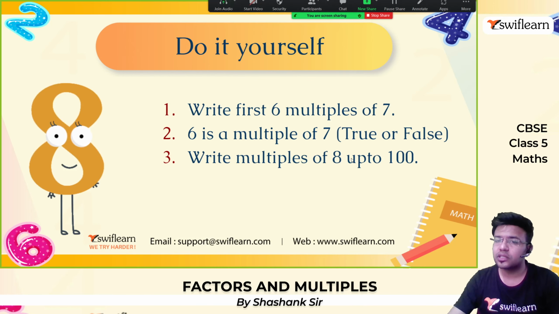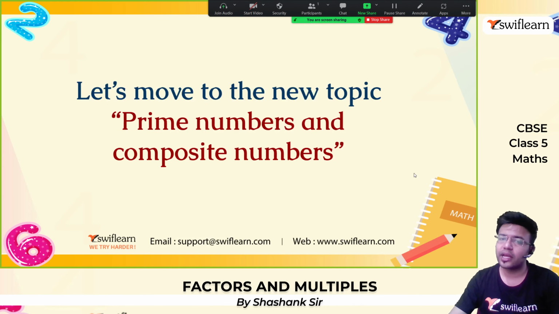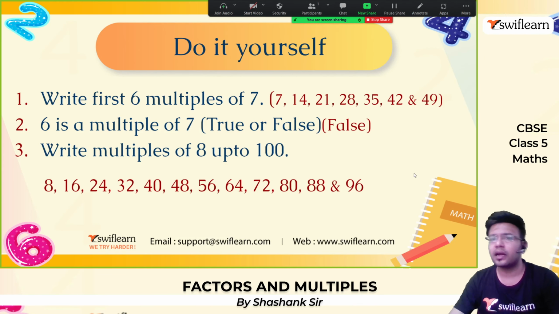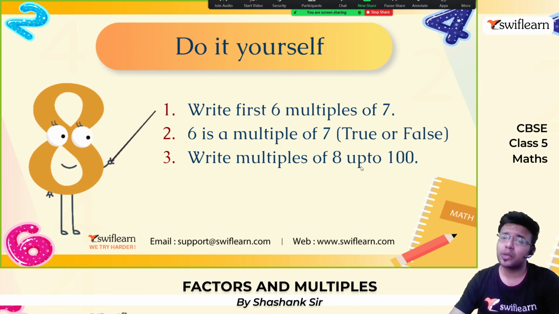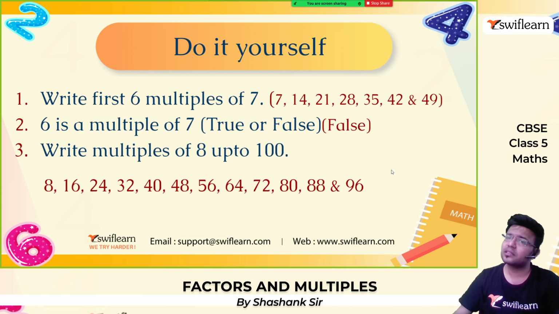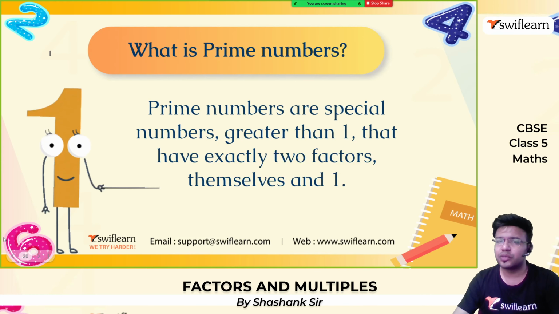Okay, so it is restricted till 100. If you keep on increasing, it will add. That's why a number has infinite multiples. Write the first 7 multiples. Okay, these are the answers which we just now solved.